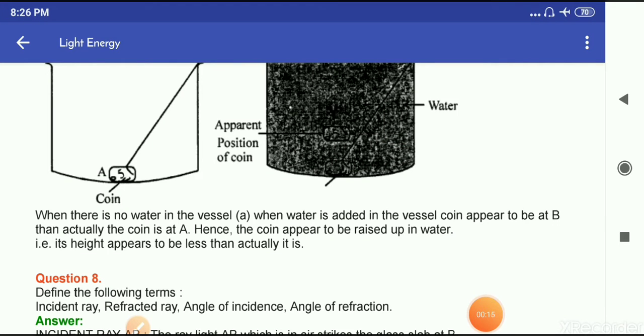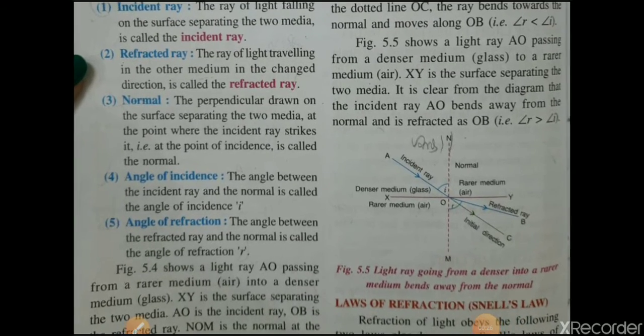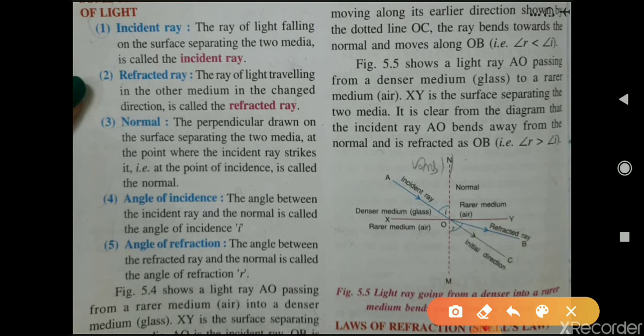Question number 8, define the following terms: incident ray, refracted ray, angle of incidence and angle of refraction. So you can write the answer from page number 82. Here are the answers.